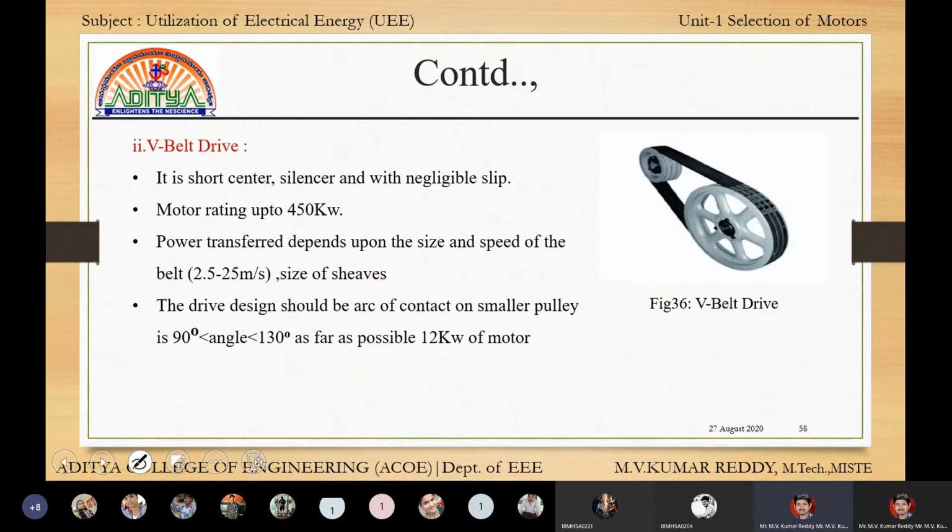Next one is the V belt. These are the most commonly used for household purposes. It is a short center drive with negligible slip. Already we know what slip is. Next, motor rating is up to 450 kilowatts only.